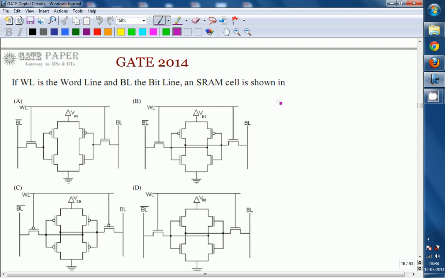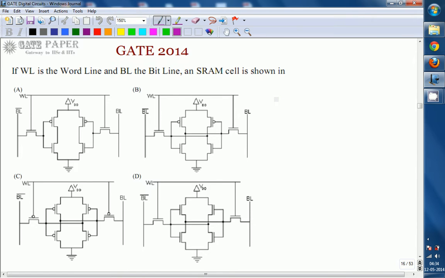Hello, we are discussing the GATE 2014 ECE paper, and the topic is related to digital circuits. If WL is the word line and BL is the bit line, an SRAM cell is shown in the figure. Out of the 4 possible options, what is the correct SRAM cell, if WL is the word line and BL is the bit line?